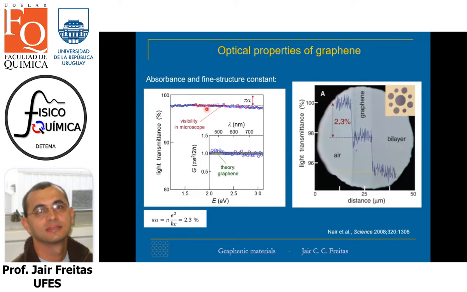It's possible to show that graphene has a high transmittance. The absorption coefficient is about 2.3%, and it changes very little for different wavelengths. So the material is practically transparent. It's a conductor and it's transparent. These two properties combined allow the application of graphene in different types of optoelectronic devices. So it's possible to look at graphene, to visualize a graphene layer because of this tiny amount of absorbed light.